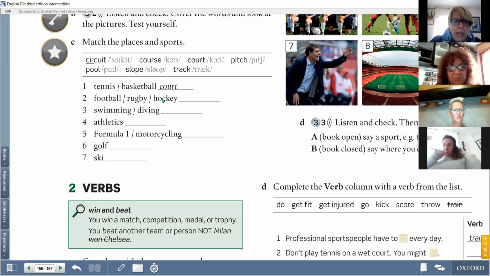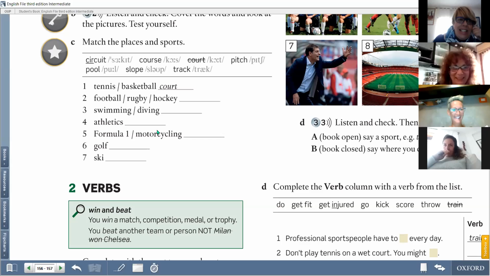How do you call it? Anyone that knows? Pitch? It's a pitch, yes. So we have the football pitch, the rugby pitch, the hockey pitch. What about the swimming, of course, or the diving? Pool. It is the pool. This is the only one that has got it properly.